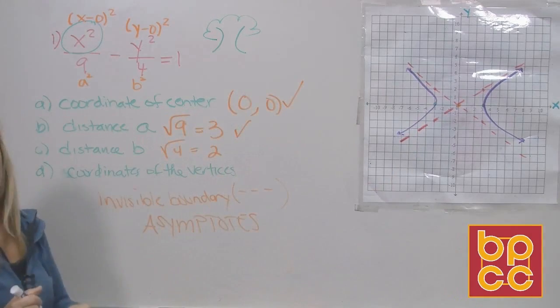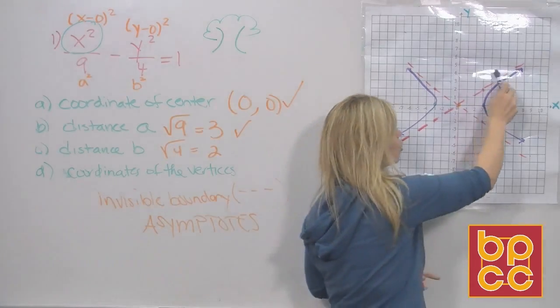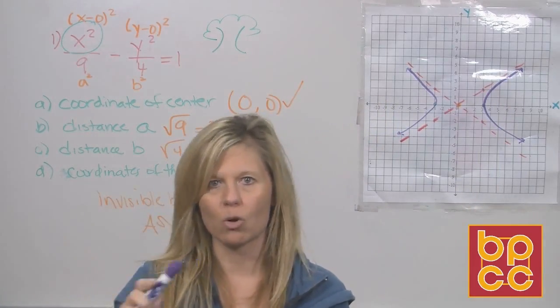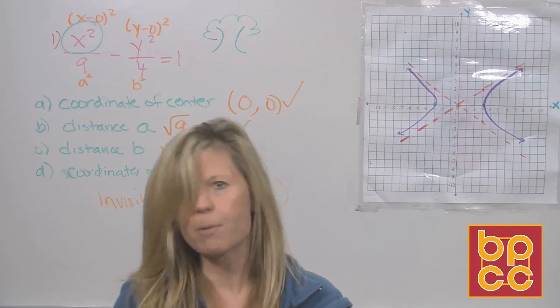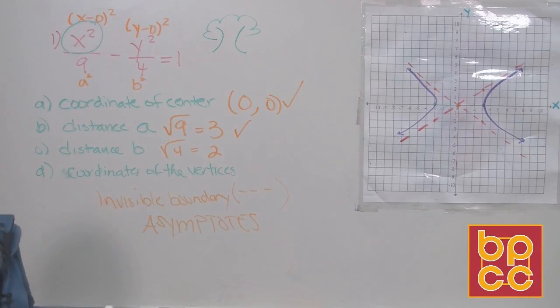That's how you'll decide how big to make the hyperbola curves. You cannot cross the asymptote, just like in driving. You cannot cross that line. You're not supposed to touch it. And that's the way we're going to cheat.